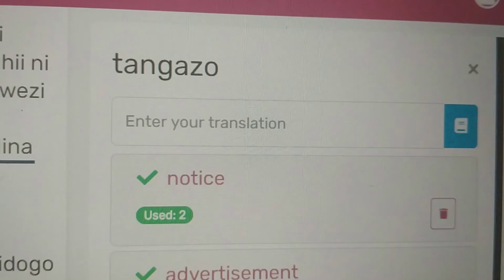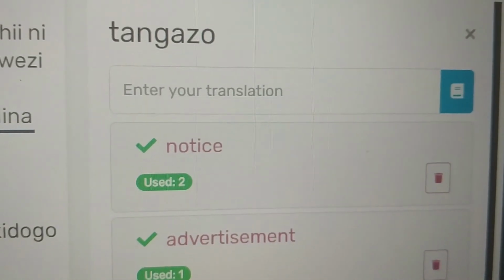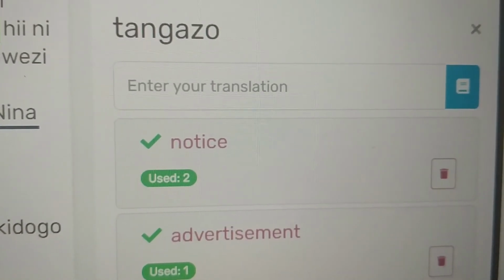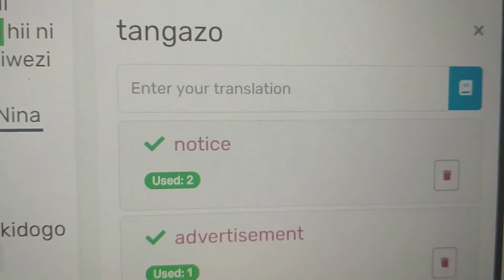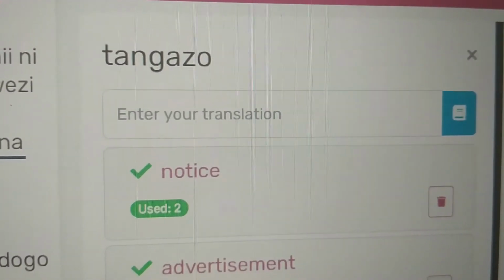Something interesting to note, this word, tangazo, I knew it before I went into this because I recently changed my phone into Swahili, just for fun, to see if I could understand anything. I remember I was watching a YouTube video and it said skip the ad. I still can't remember the word for skip. I think I'd be able to recognize it, but I remember tangazo was the word for advertisement.